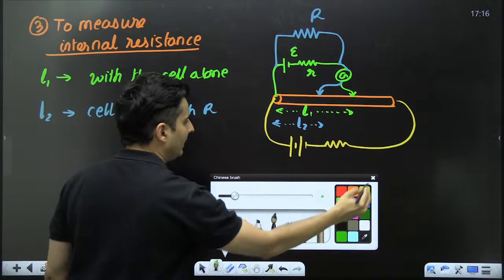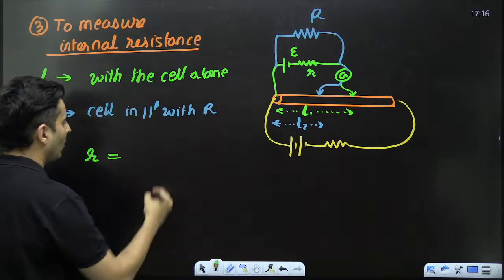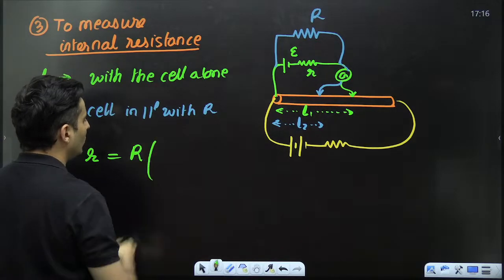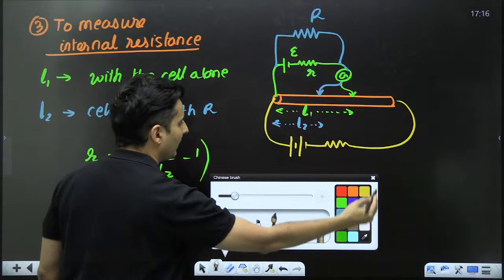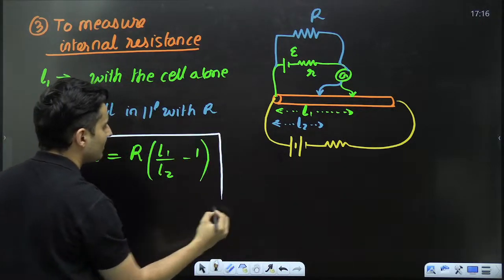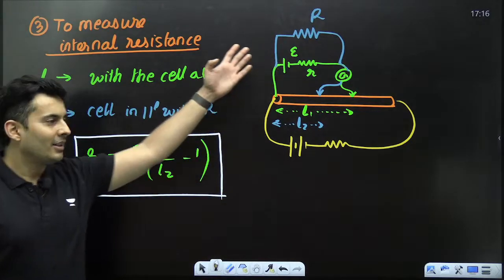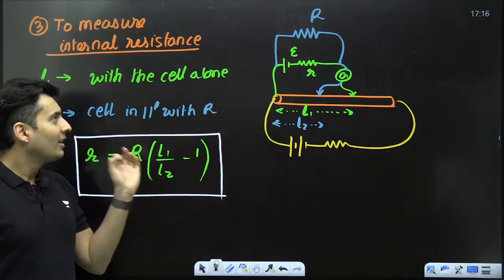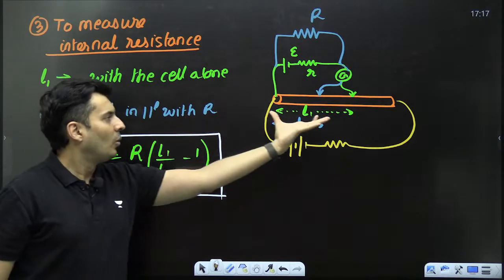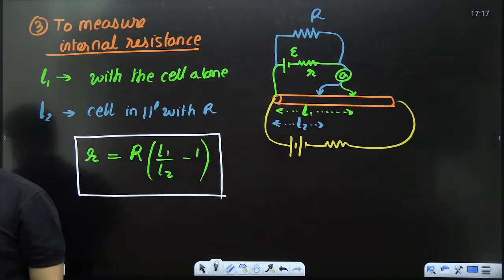Then the value of this internal resistance is nothing but R into (L1 by L2 minus 1). That's the formula. Straightforward, you will get the answer. You don't have to know the EMF, you don't have to know the other things in the circuit. Just using this formula you get the answer. The other resistance into old length by new length minus 1. That's it, as simple as that. Yep. Is that clear?